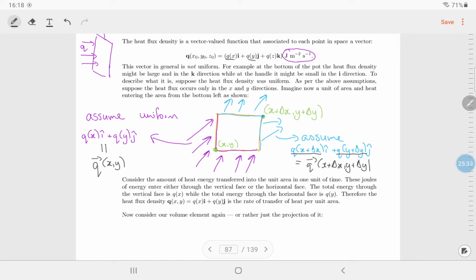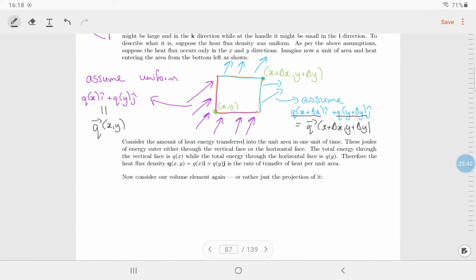Okay, so now what I want you to do is think about the heat energy in and the heat energy out in 1 unit of time. The joules of energy enter either through the vertical face or the horizontal face. So the vertical face is this one and the horizontal one is this one. Now if you decompose all of this uniform field, they're all basically the same, so we can just replace them with a single vector. It's composed of an x component.